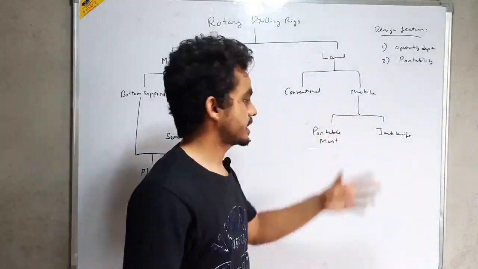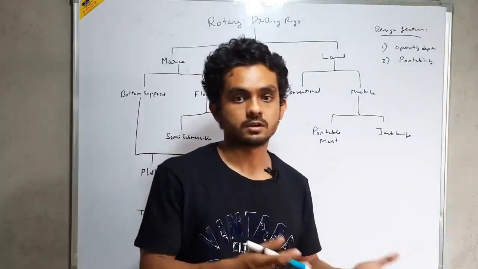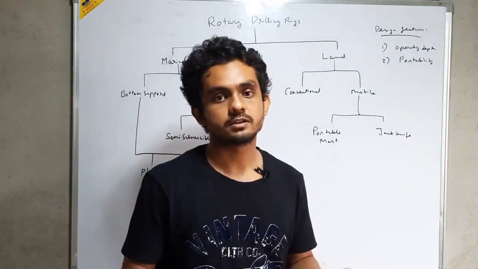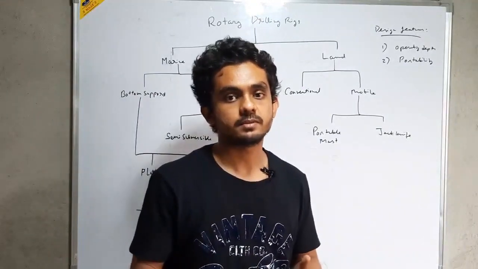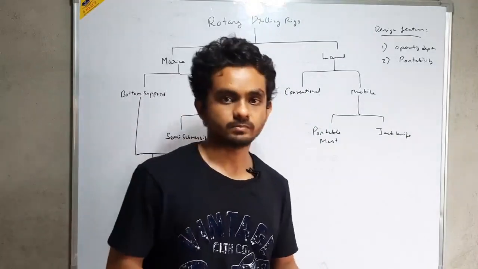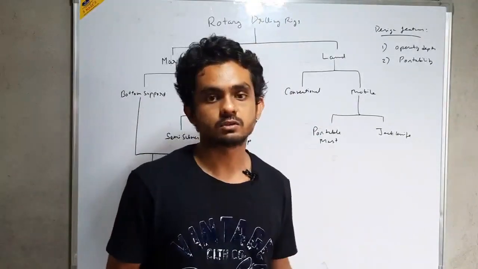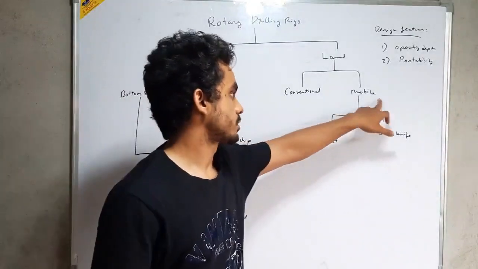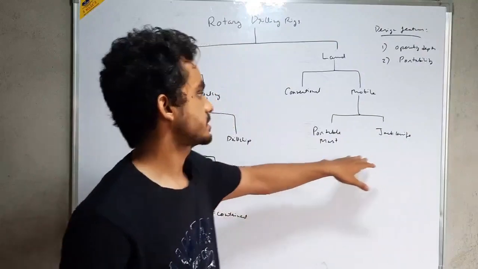Now mobile rigs can be transported from one portion of the earth to the other. So they are transportable, they are portable, so we can easily move them, and assembling them is also fast. We can assemble it within 1 or 2 days, but conventional rigs require more than 15 days to assemble. So among those mobile rigs we have portable mast and jackknife.